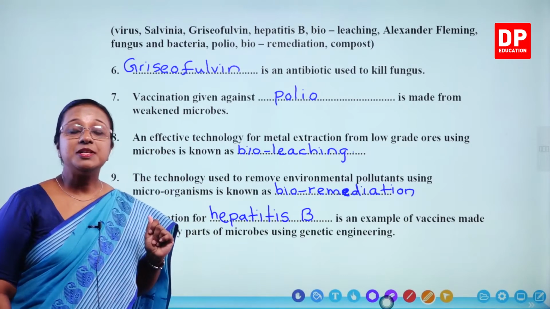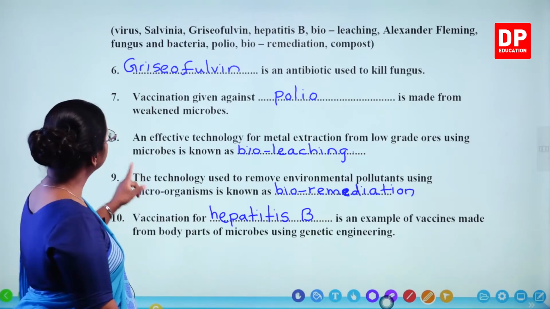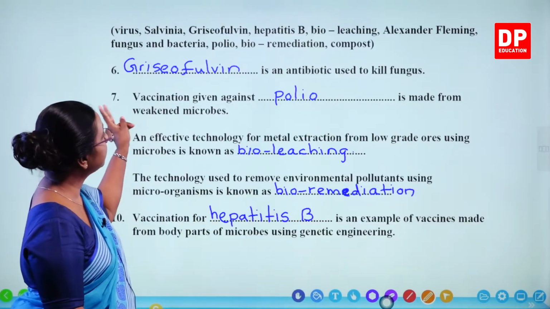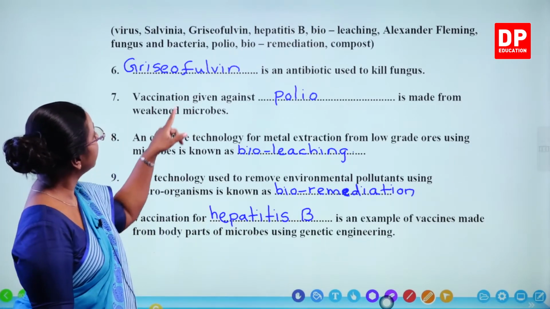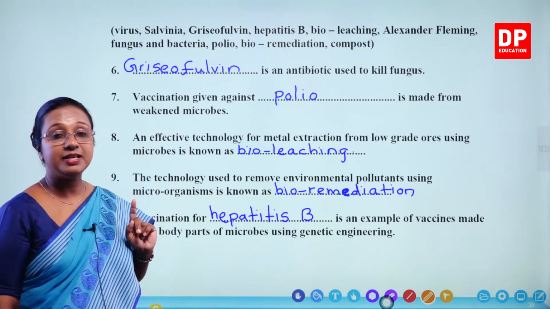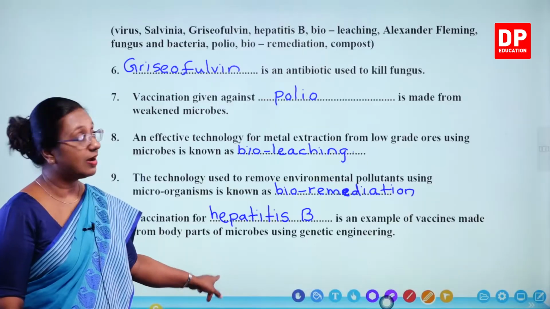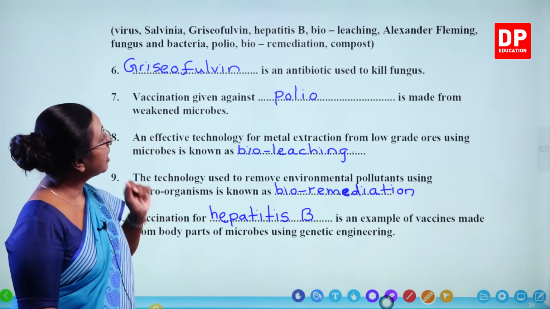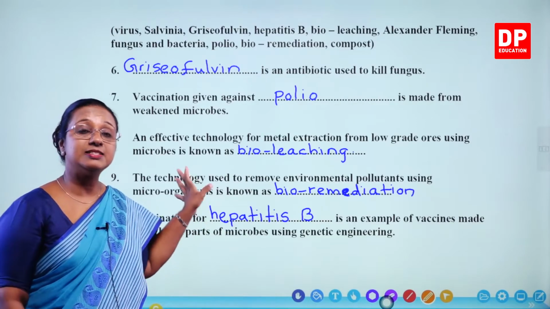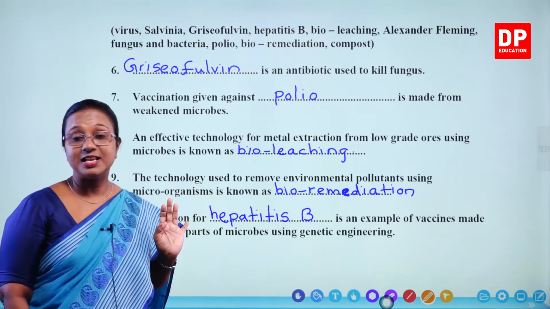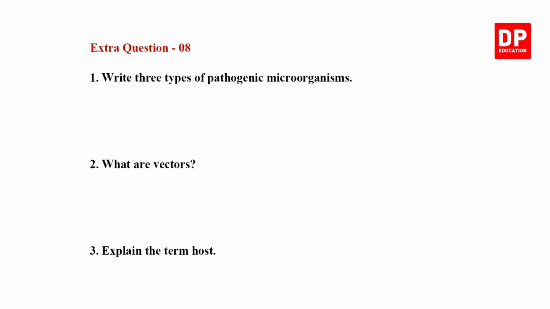So, were you all able to fill all the blanks? Yes. So, you saw fungus and bacteria, they were answers for two questions. The same way, there are similar polio and hepatitis B, those are diseases. So, you have to select the correct one. And bioleaching and bioremediation, again you should know what they are. So that is how you answer questions like this. So with that, I will move on to the next one.